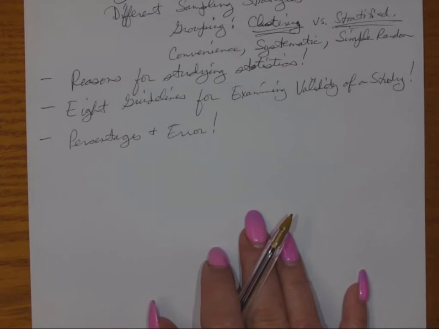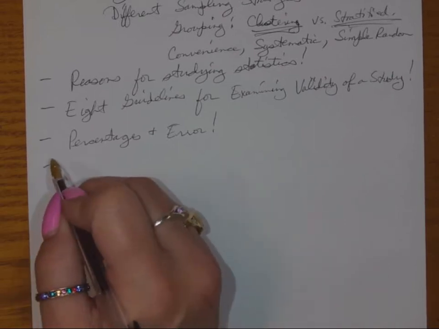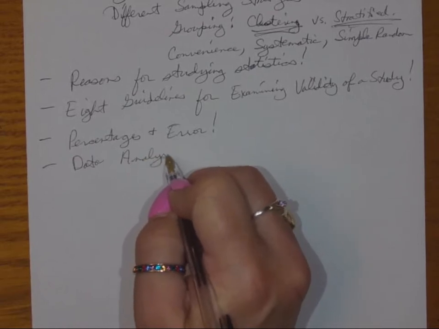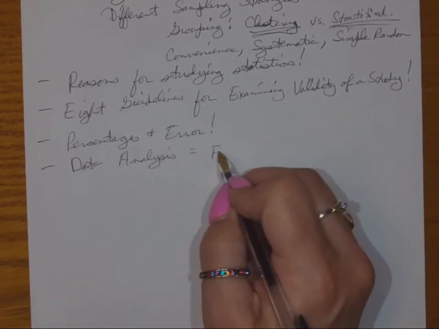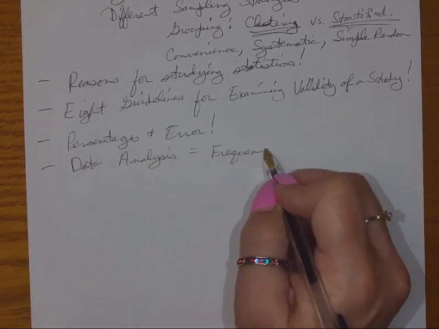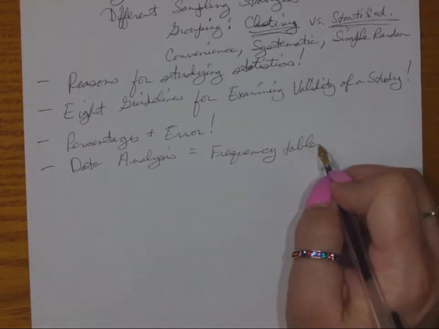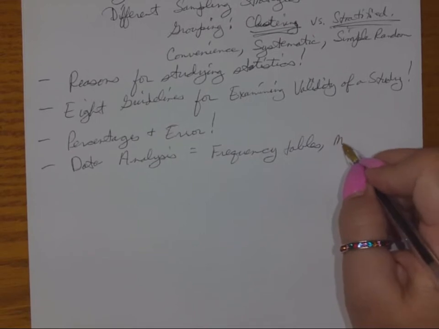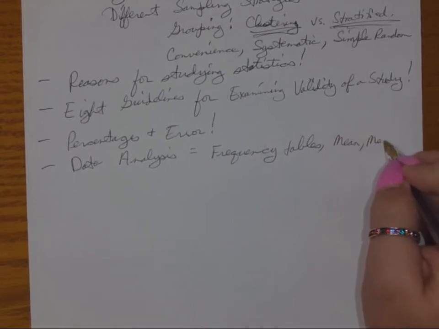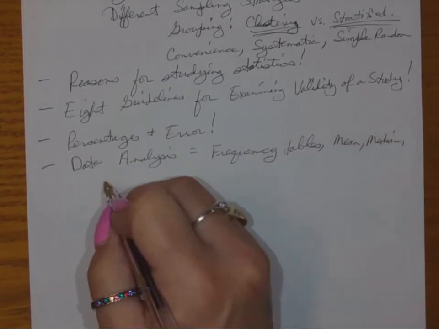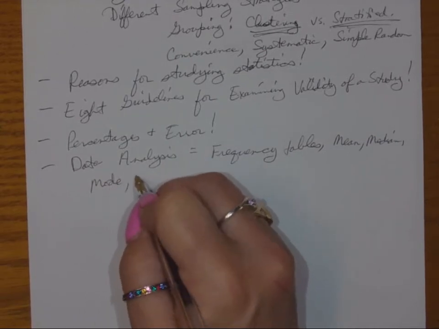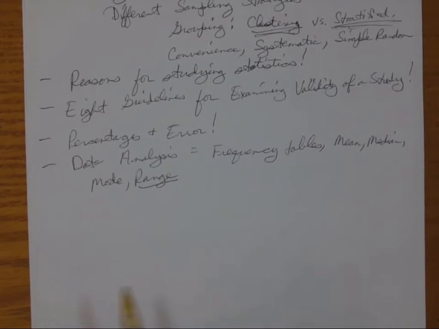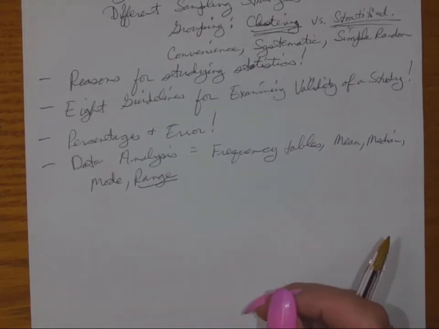And then exam 2 should have been data analysis, right? We looked at frequency tables. We looked at mean, median, mode, and range. So where the range was a type of variation in our data, right, where we can talk about stuff.